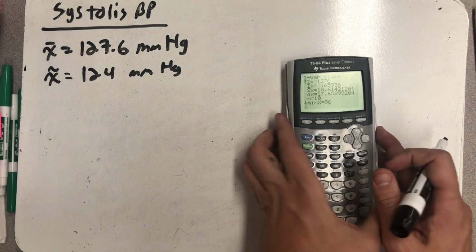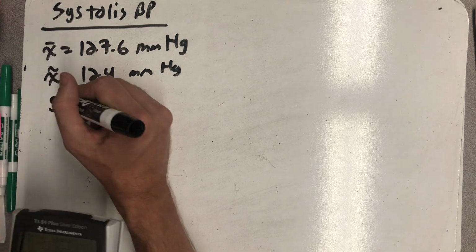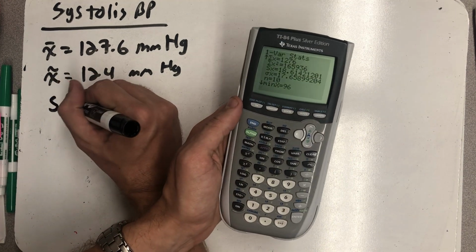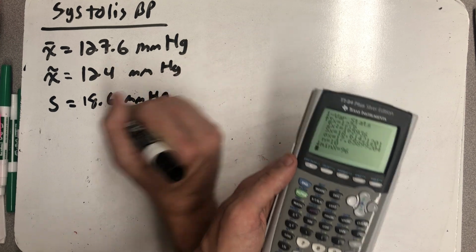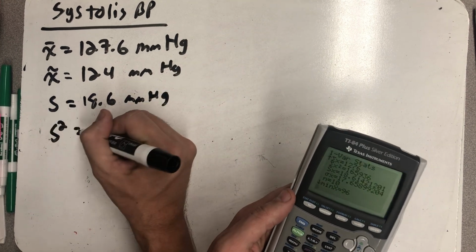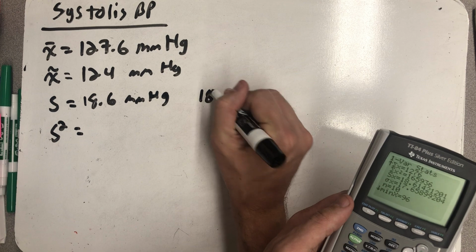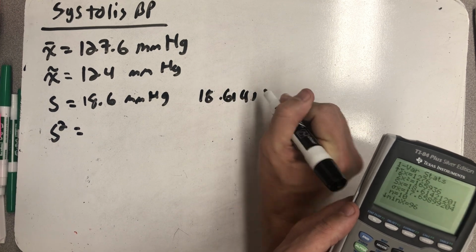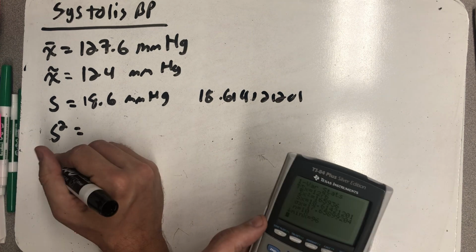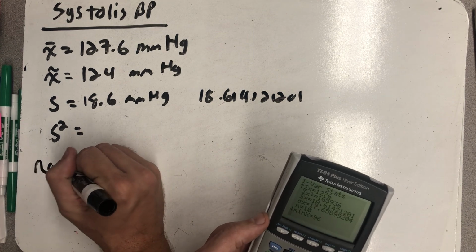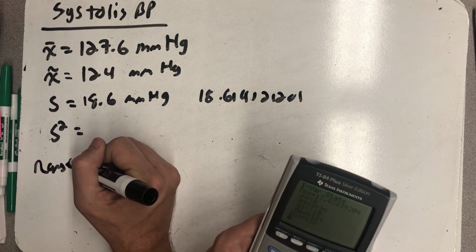Let's write down the standard deviation. 18.6 millimeters of mercury. If I wanted a variance, I'd need to square that, and I want to square just a few more decimal places here, so I'm going to write that out for later. And then we could calculate the range, which is going to be the max minus the min.